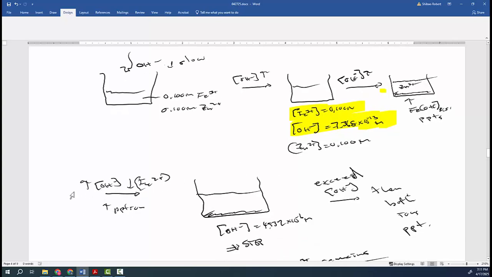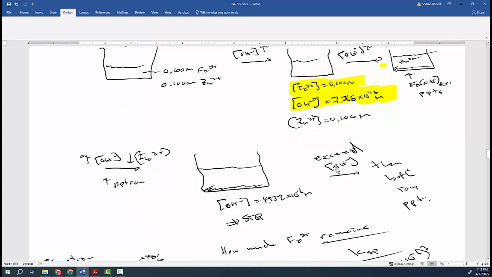As we continue to increase the hydroxide, the iron 3 concentration, it says iron 2, but it's supposed to be iron 3, decreases, resulting in higher precipitation, or more precipitate forming. However, we can't just keep going up and up and up in hydroxide. We have to stop here. When the hydroxide hits 4.932 times 10 to the minus 6 molar, we need to stop. If we exceed that amount of hydroxide, then both ions precipitate. We don't want both ions to precipitate. What we're trying to do here is a separation, a complete separation.